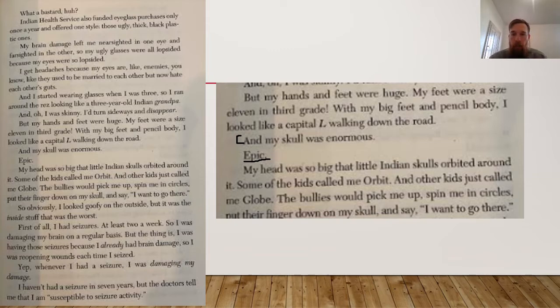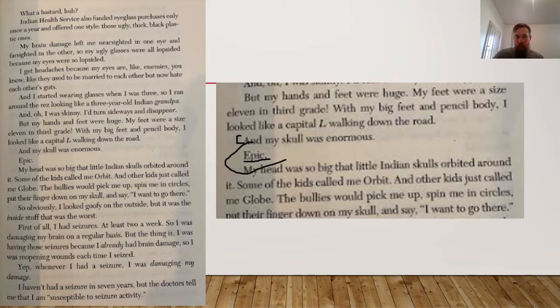But my hands and feet were huge. My feet were a size 11 in third grade. With my big feet and pencil body, I looked like a capital L walking down the road. And my skull was enormous, epic. My head was so big that little Indian skulls orbited around it. Some of the kids called me Orbit.